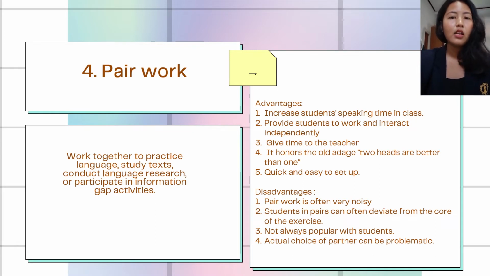And third, it's not always popular with students, many of whom feel they would rather relate to the teacher as an individual than interact with other learners who may be just as linguistically weak as they are. And four, the actual choice of paired partner can be problematic.